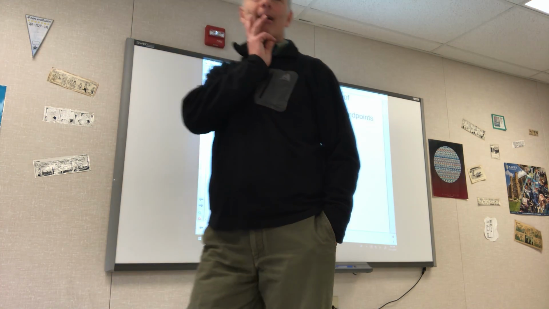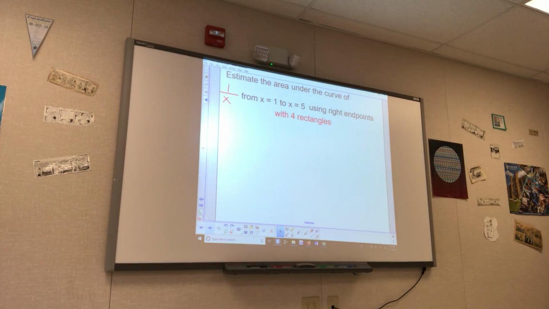See what you can figure out here. Draw this picture, estimate the area under the curve with 4 subdivisions, give me an exact answer on paper without your calculator.